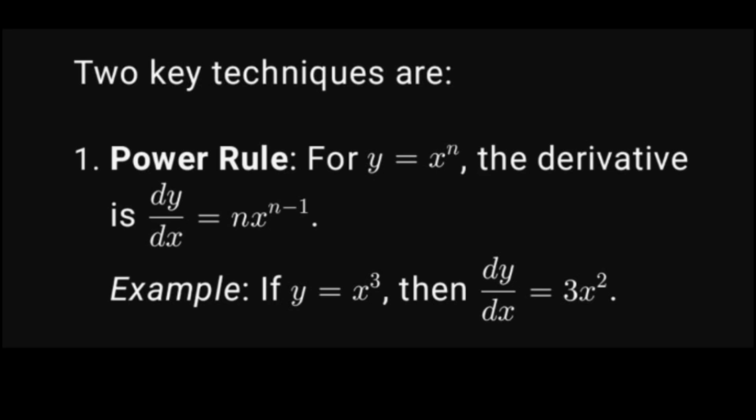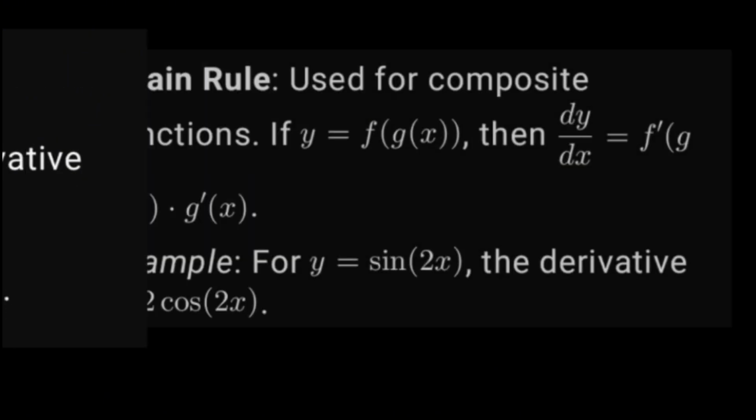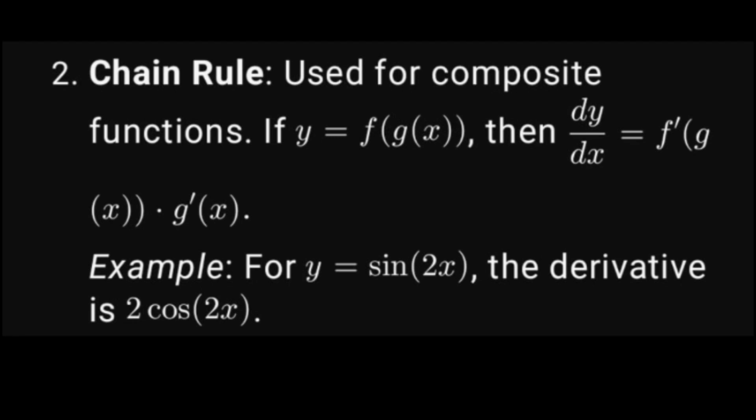Example, if y equals x to the power of 3, then dy over dx is equal to 3x to the power of 2. Second, the chain rule, used for composite functions. If y equals f(g(x)), then dy over dx equals f'(g(x)) multiplied by g'(x). Example, for y equals sin 2x, the derivative is 2 cos 2x: the 2 comes from the derivative of g(x), cos comes from the derivative of sin, and 2x stays as it is.